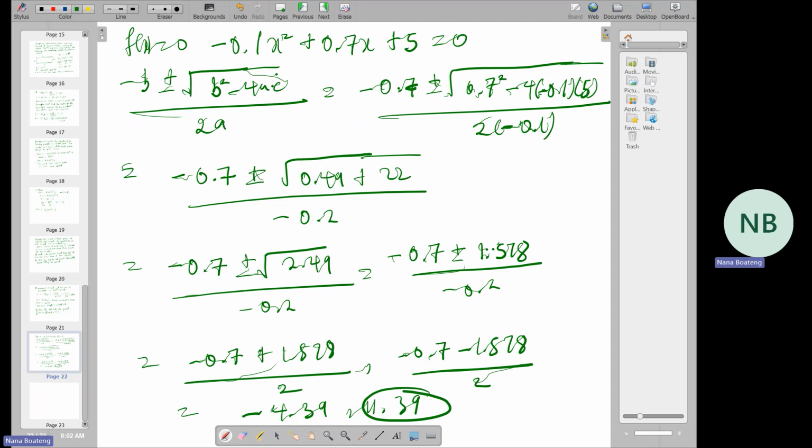All right, so this brings us to the end of section 3.1, and we will end here and we'll continue on the next one.